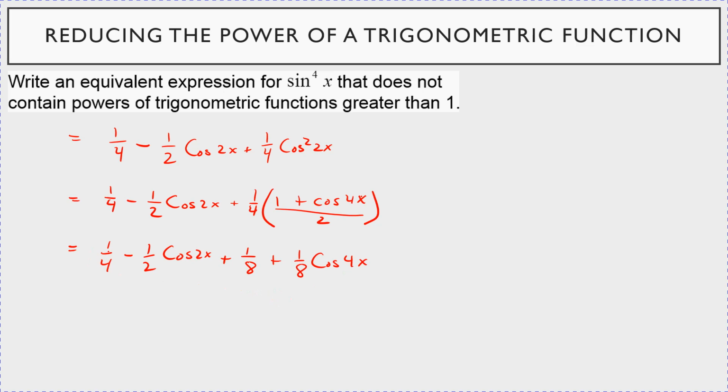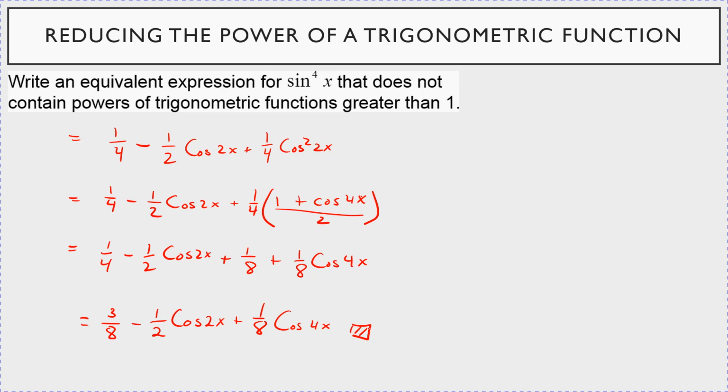And then look, you just got to combine 1/4 and 1/8. So 1/4 is 2/8 plus 1/8. So this gets me 3/8 minus 1/2 cosine of 2x plus 1/8 cosine of 4x. Jeez. Whew. And now I have no exponents other than 1 here. So I did it. I fully power reduced it.